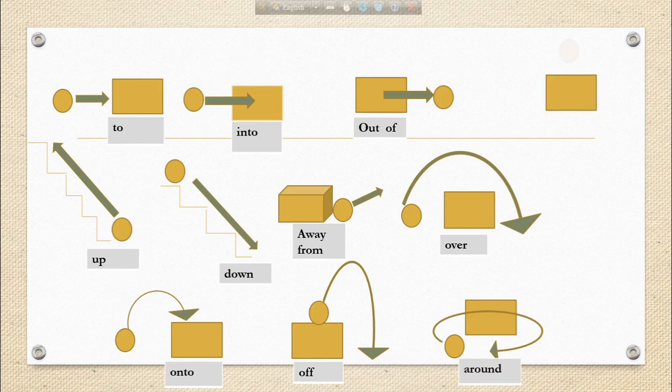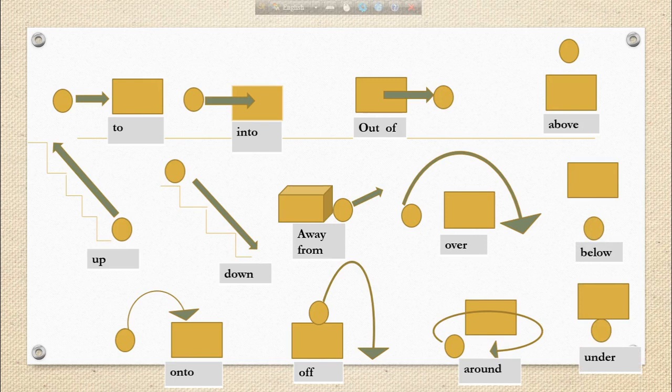When we have something at the higher position of the box, we use the preposition above. We say below and we say under because we have a ball under the table.